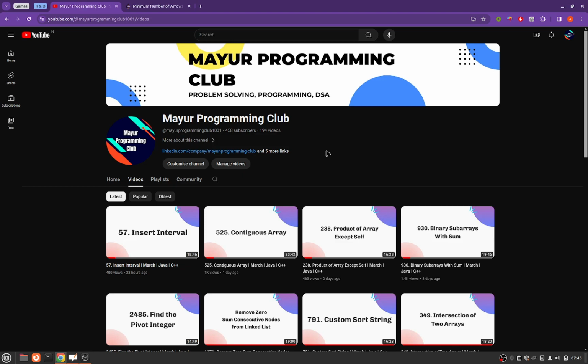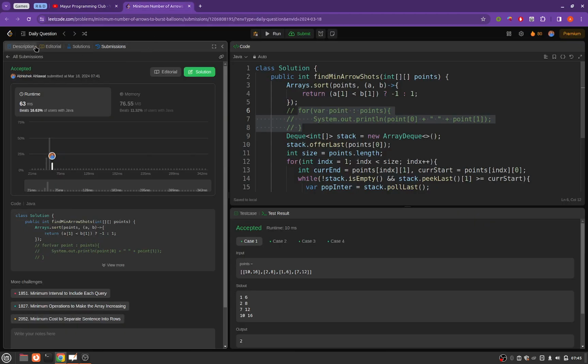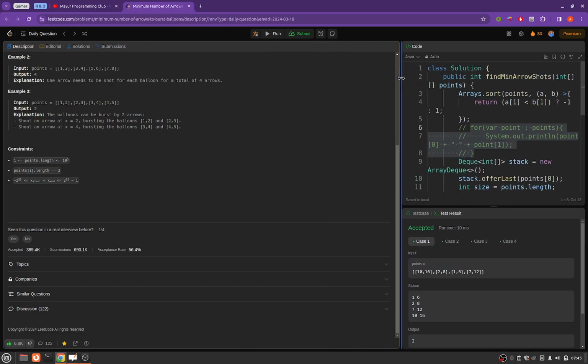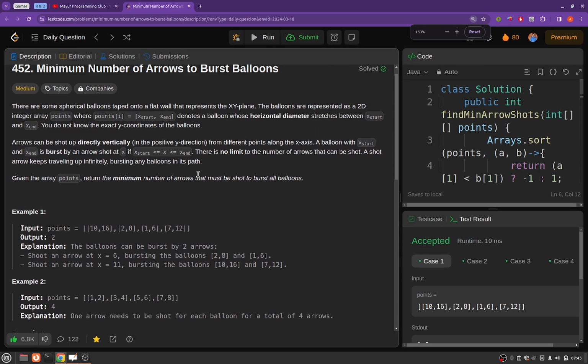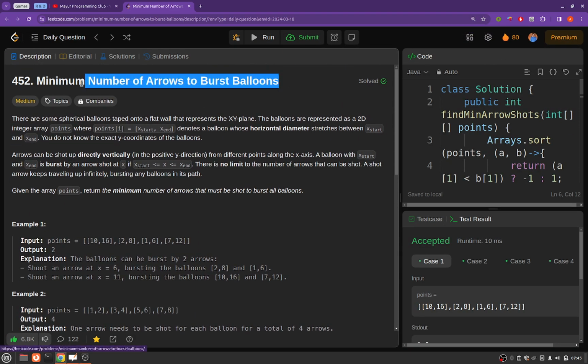Today we will be solving another daily Leetcode problem, and the problem's name is minimum number of arrows to burst balloons.